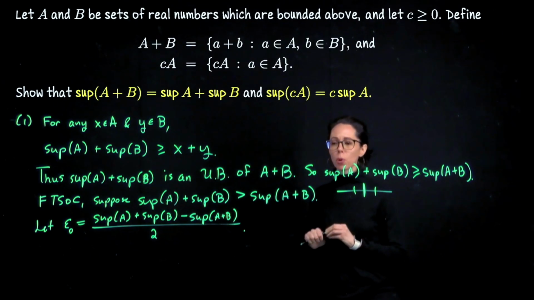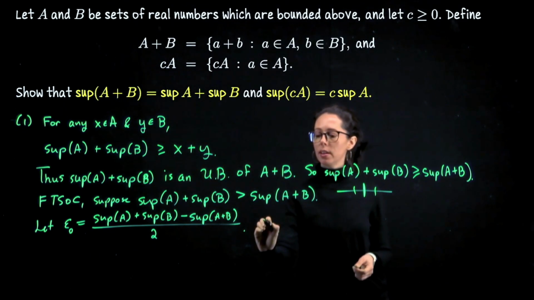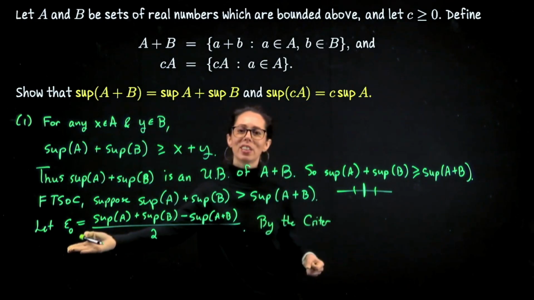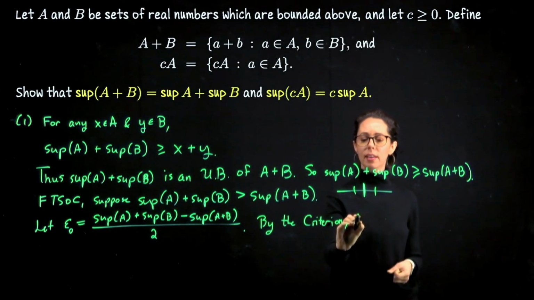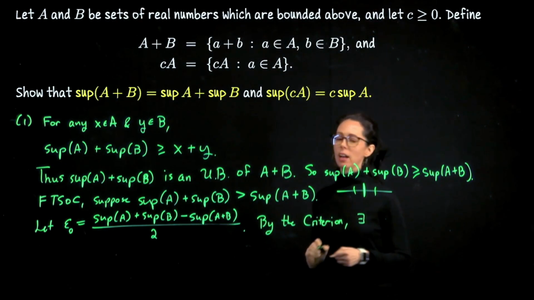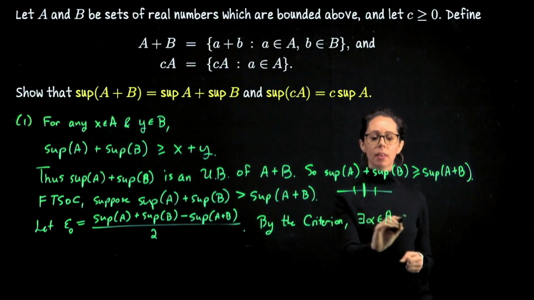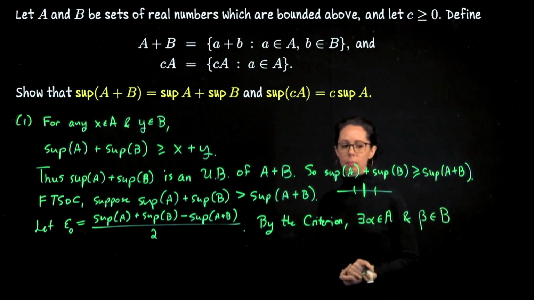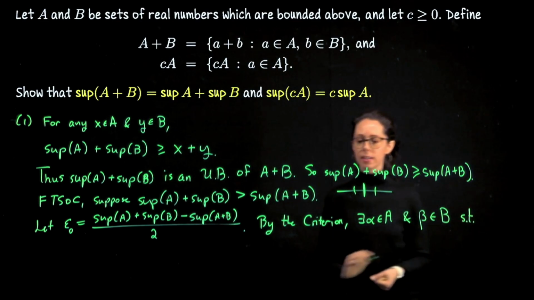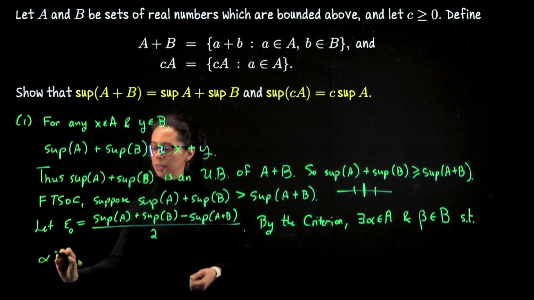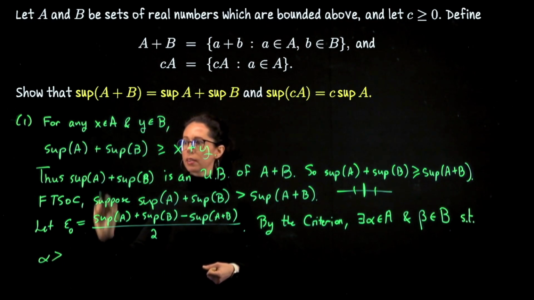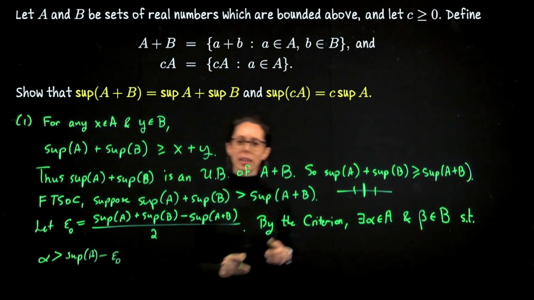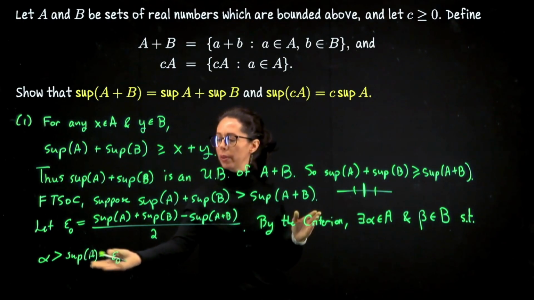Let's wrap this up, and what I'm going to use is that criterion that we just proved. By the criterion, which you might have thought of from this notation here, there exist, I'm going to call them, alpha in A and beta in B. These are two elements from the sets A and B such that alpha is greater than the sup of A minus this choice of epsilon. That, again, is that criterion applied to the set A with its supremum.